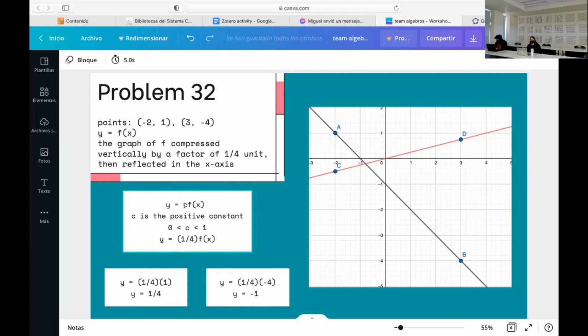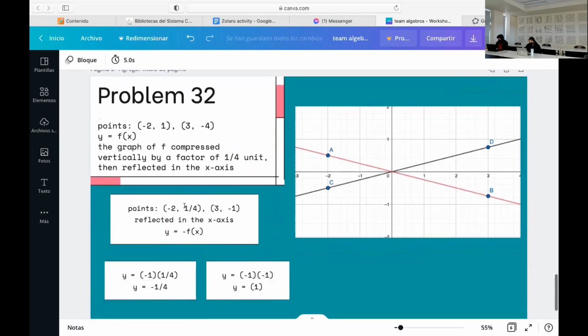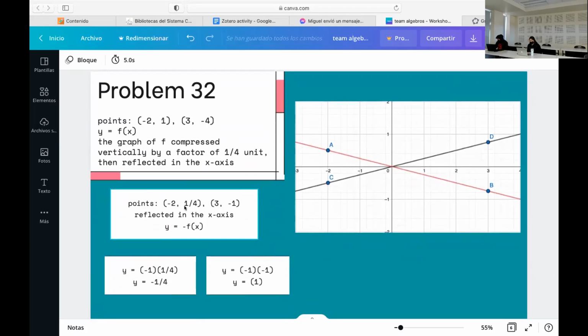So assuming that this were a line, I believe that the dark brown is the original line. The compression and reflection, could you go to the next slide, please? And then the compression and reflection would be the new brown line, which is, first off, closer to the x-axis. That's the compression. And the other is that it's flipped along the x-axis.